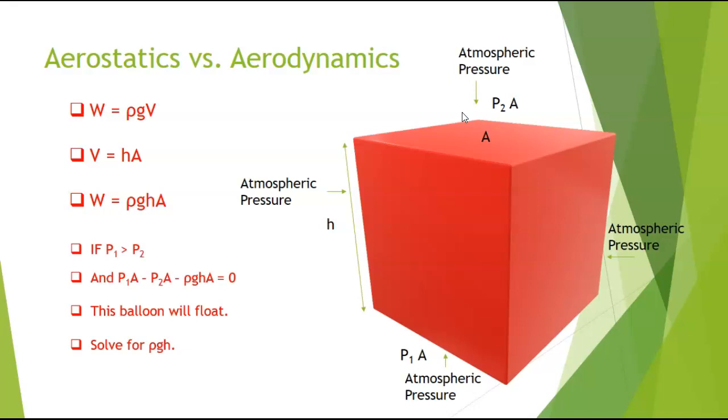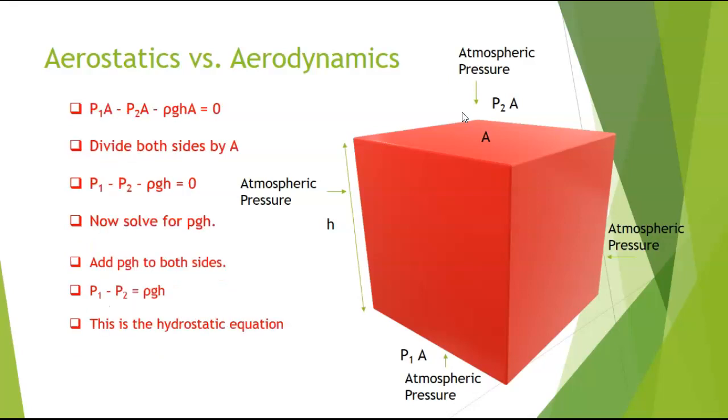If pressure 1 below the balloon is greater than pressure 2 above the balloon, and pressure 1 times area minus pressure 2 times area minus the weight of the balloon equals 0, then the balloon will float. Now we can further simplify the equation by dividing both sides by area. And when we do that, we get P1 minus P2 minus rho times gravity times height equals 0.